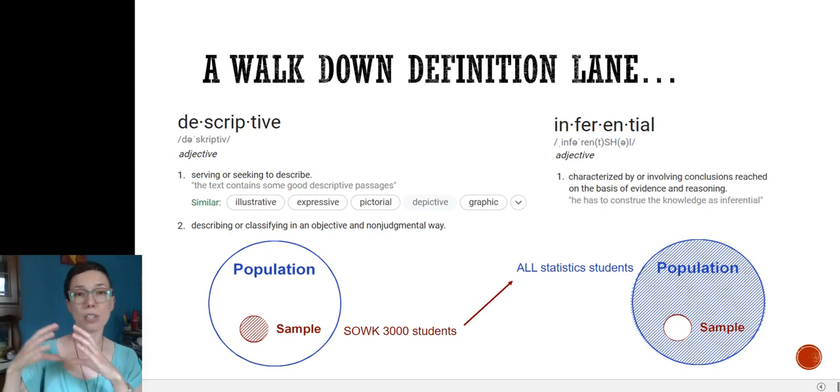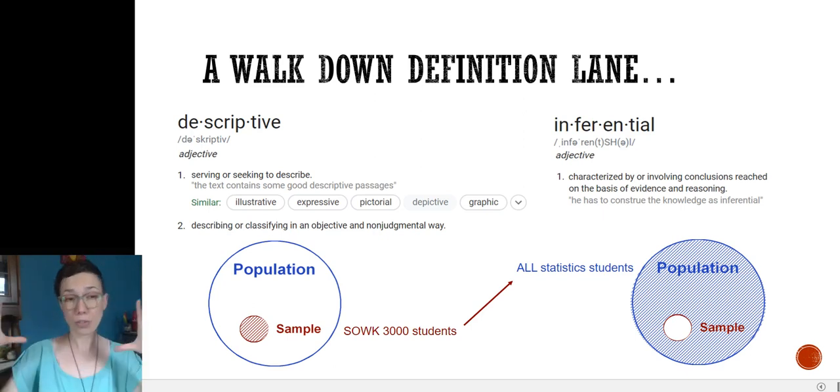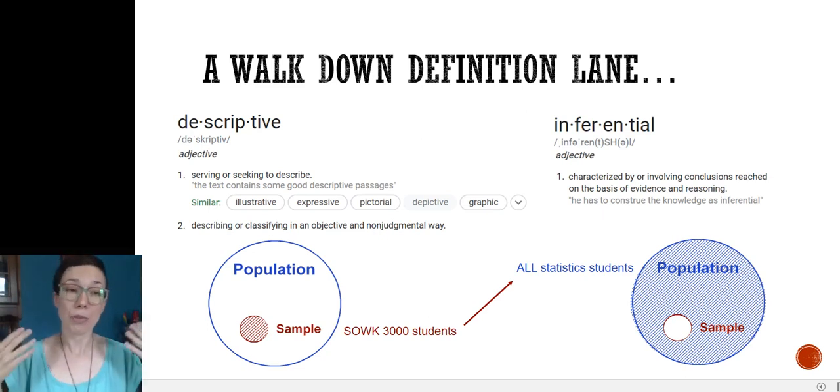We're taking this sample, I'm looking at this sample, and then I'm using these fancy statistical processes that we'll learn in the latter half of the semester to broaden those results and essentially apply them to the broader population in recognition that I'm not going to be able to survey every single statistics student, so instead I'm going to have to settle for a sample.